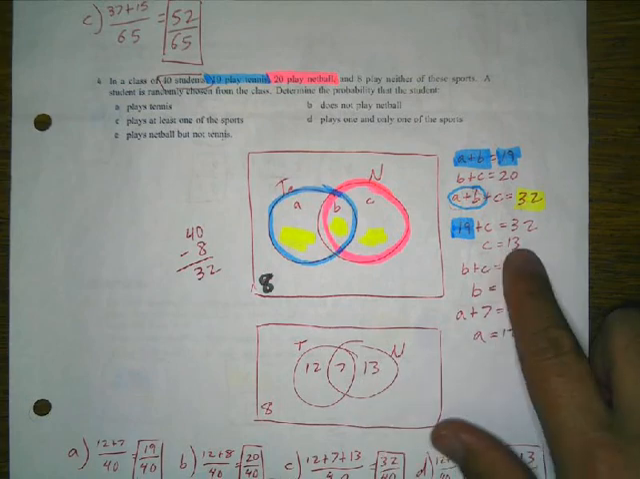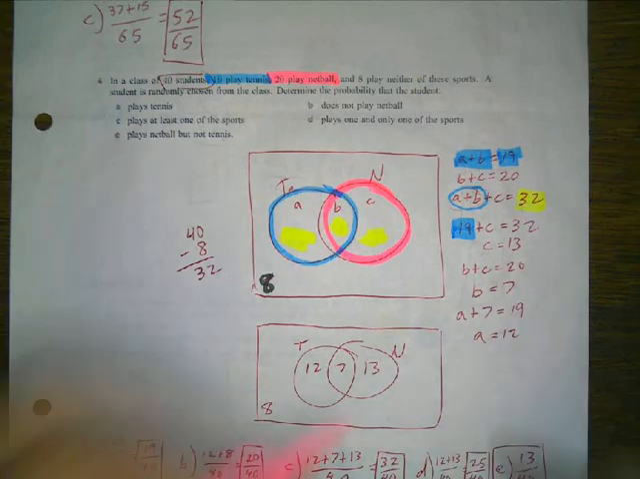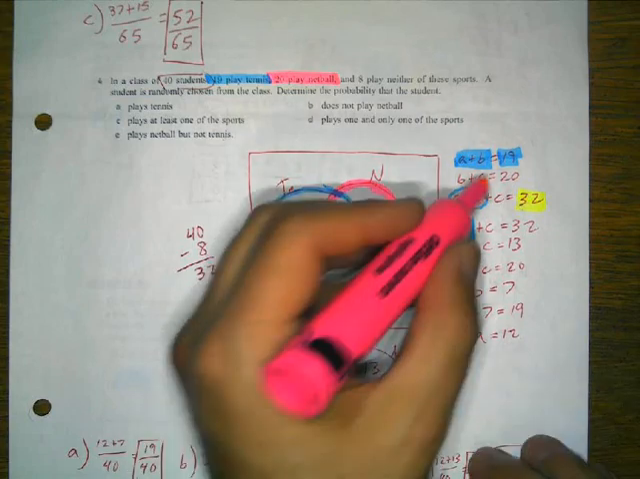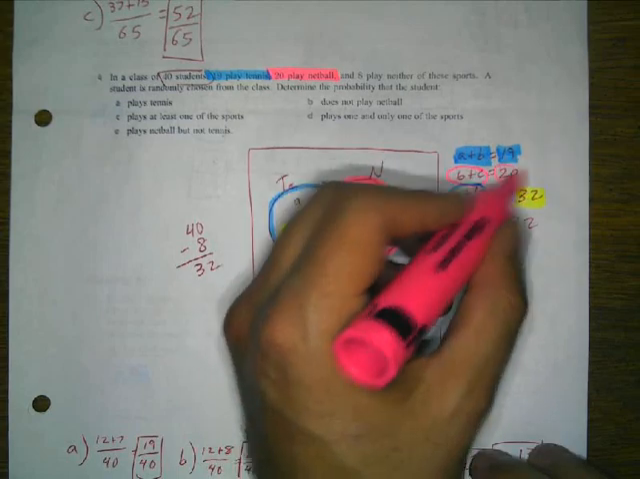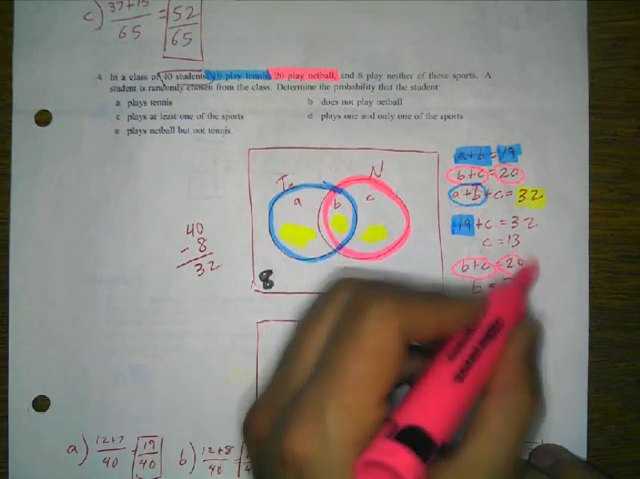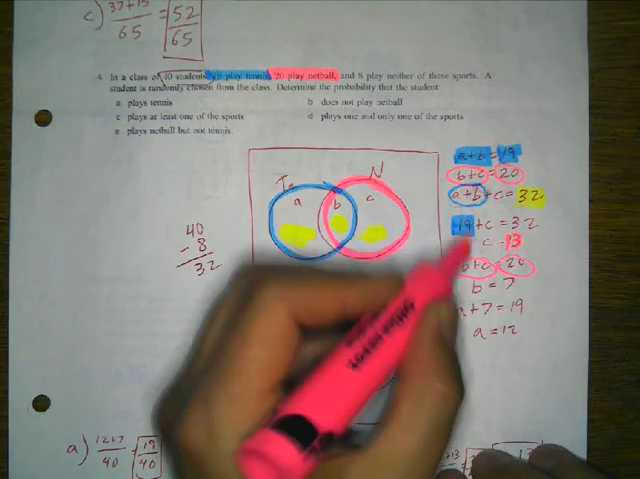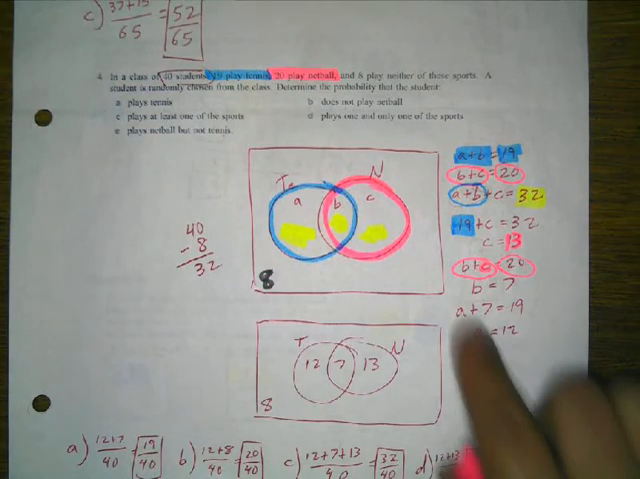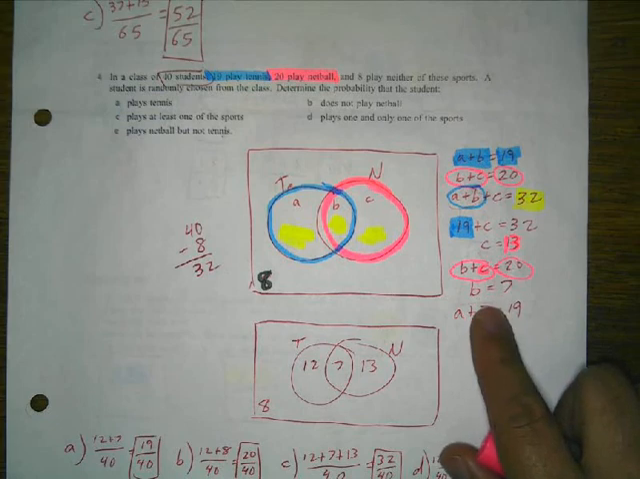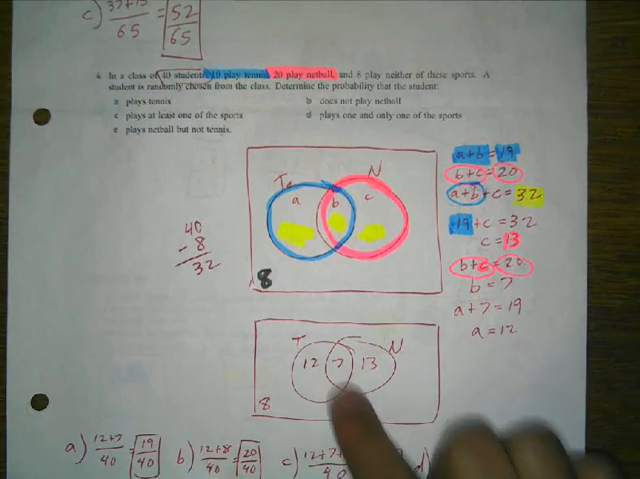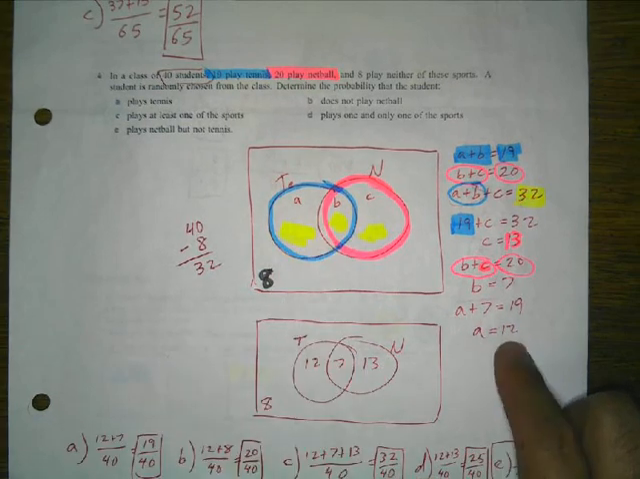Okay, now that I know C is 13, I can use this second equation, and we know that B plus C equals 20. So if I take that equation again, B plus C equals 20, and I'm going to replace C with 13, then I end up with B plus 13 equals 20. Subtract 13 on both sides, I get B equals 7. So then I'm going to write 7 here. And my last step is to say, okay, A plus 7 is going to give me 19. So now I've got, that's 12.